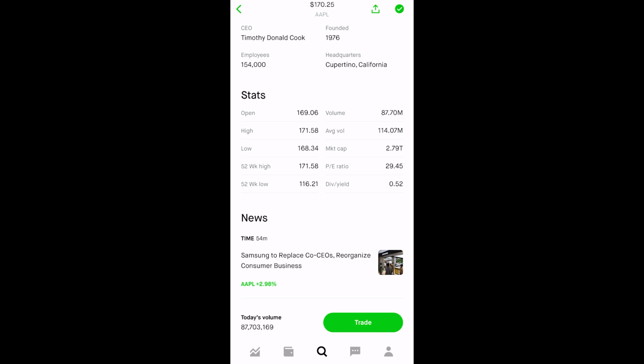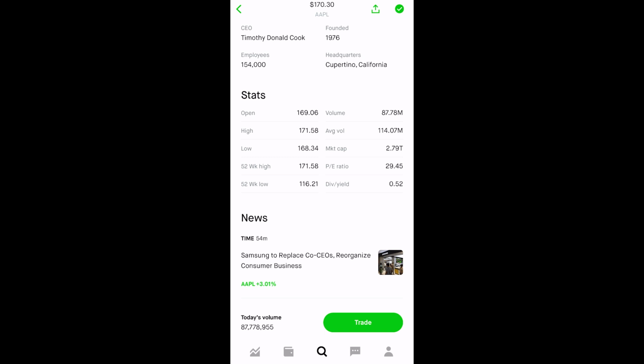And then below that, we're looking at a 52-week high and a 52-week low. You can see that 171.58 is the highest, which is a little bit higher than what we're at today. So today isn't the peak, but the low was 116.21. So that is a pretty big swing. Obviously, they've had quite a bit of gains over the last year.